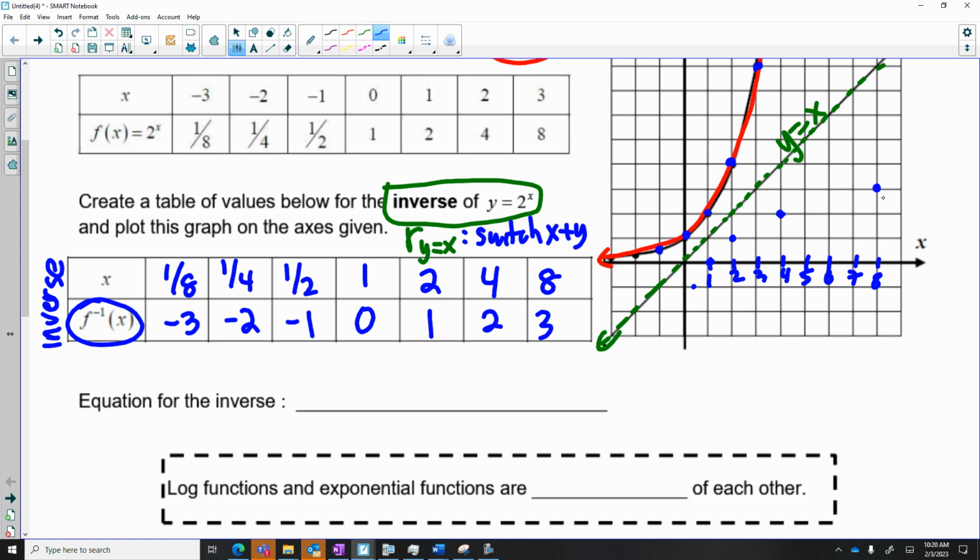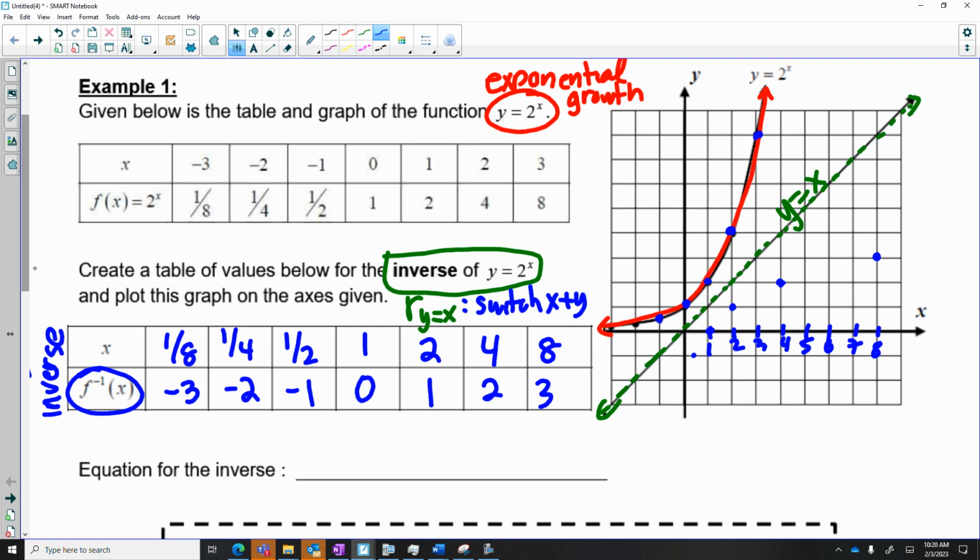And then we're going to connect the dots, and please note that there are arrows on the graph for the original function, which is y equals 2 to the x. So we're going to put arrows on the graph for the inverse, and that indicates that it goes on forever. It's an unrestricted domain.